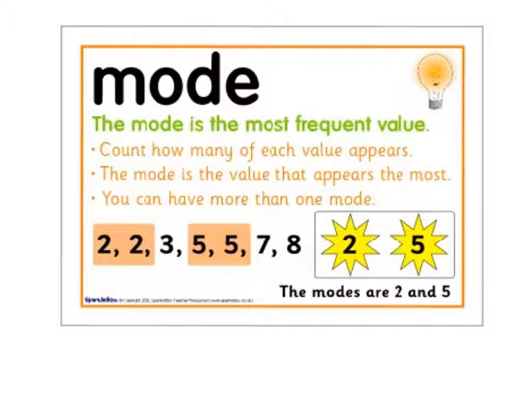So notice in our data set 2, 2, 3, 5, 5, 7, 8. 3, 7, and 8, there's only one of them. But our mode is what number comes the most often. So we have 2 2s and 2 5s. So our modes are 2 and 5. And it's as simple as that.